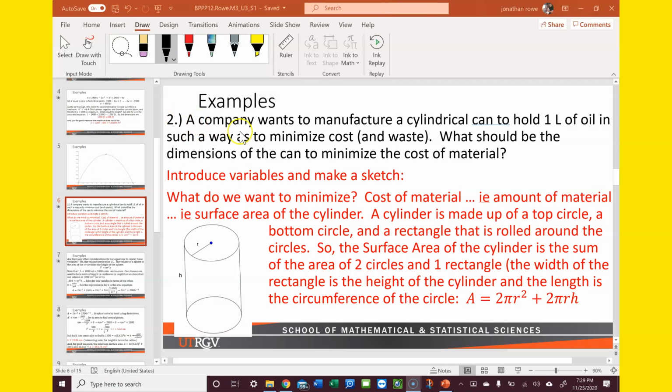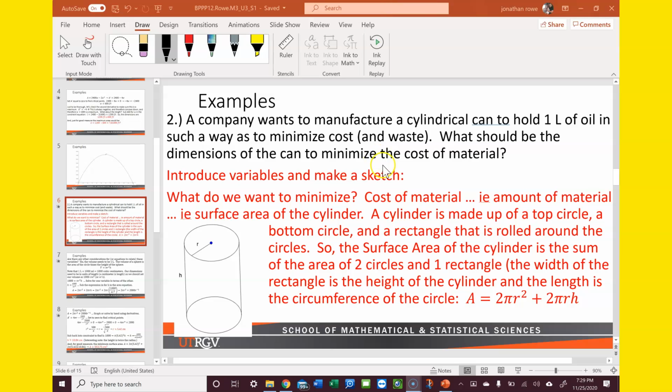Our second example: a company wants to manufacture a cylindrical can to hold 1 liter of oil in such a way as to minimize the cost and the waste. What should be the dimensions of the can in order to minimize the cost of material? So we have a condition. We have to hold a certain amount of volume in this shape, but we want to make this cylindrical shape to be the smallest it can be, yet still hold that 1 liter of oil.